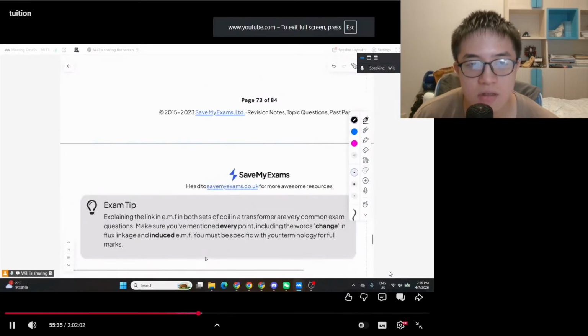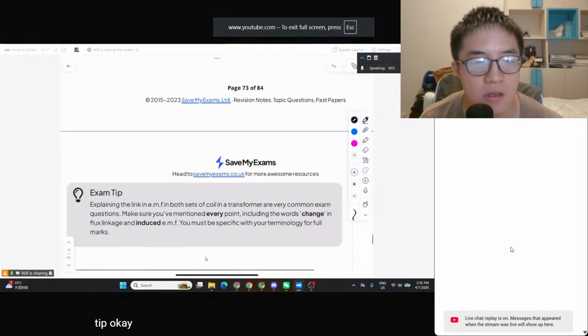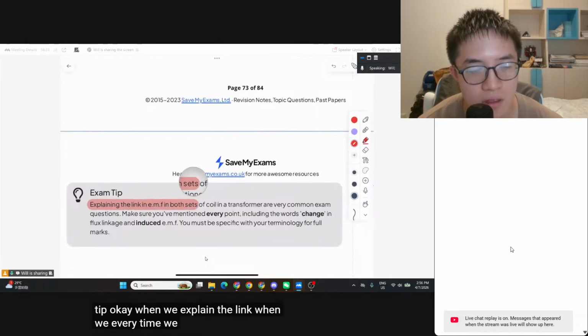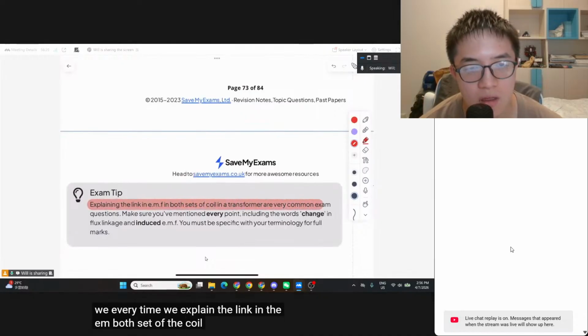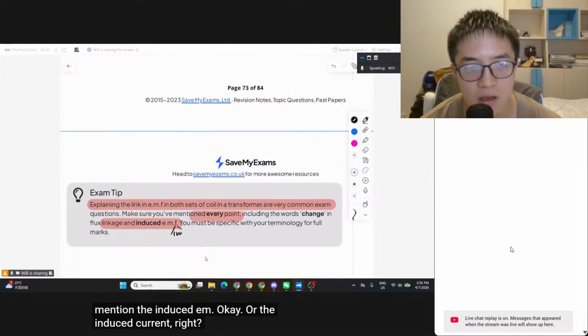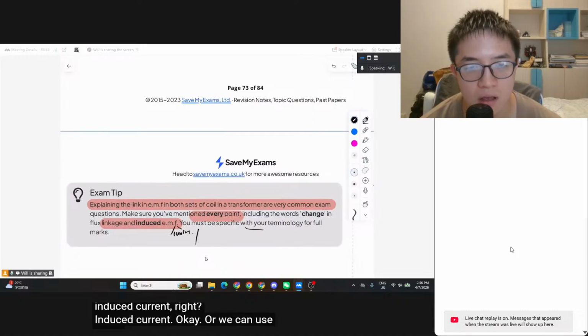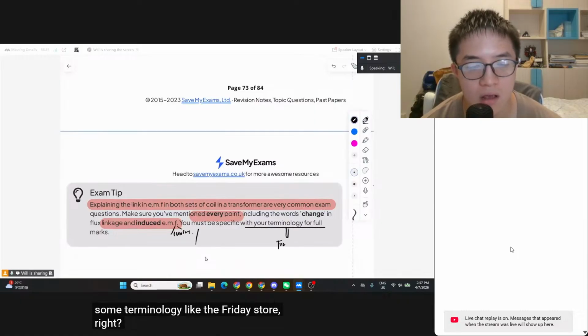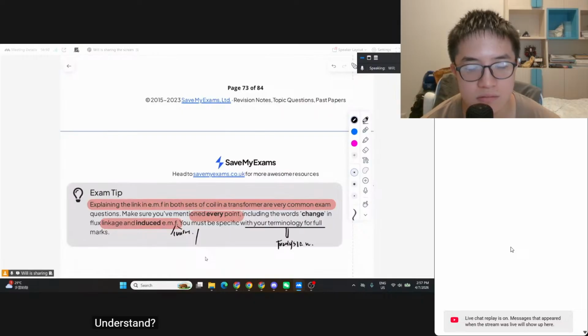Look at the exam tip. When we explain the link between both sides of the coil in the transformer, it is a very common exam question. First we have to mention the induced EMF or the induced current, or we can use terminology like Faraday's law, right? Understand that? Okay, no problem.